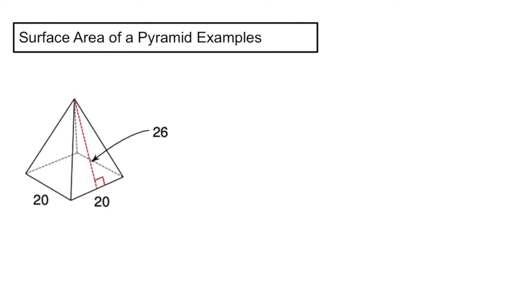All right, last example, we have a square pyramid now. So I'm going to do the same process. I'm going to start by finding the area of our square base, which is easy because I can just do 20 times 20, and I find out that the area of this square base is 400 centimeters squared.